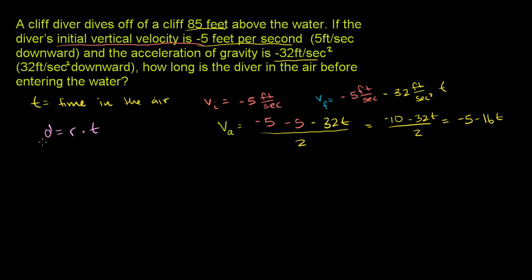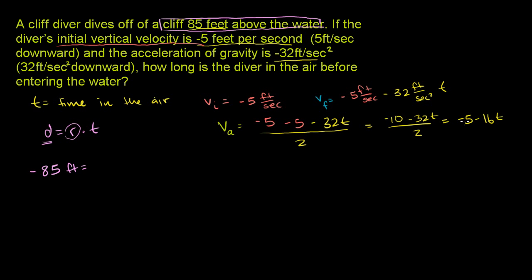Now, what's the distance that he's traveling in this situation? Well, he's diving off of a cliff 85 feet above the water. He starts 85 feet above the water, but the distance he'll travel, he's going to go 85 feet down. So the distance he's going to travel is negative 85 feet. When we use negative for down, we use positive for up. Everything in this problem is happening in the down direction. So negative 85 feet is going to be equal to the average velocity.